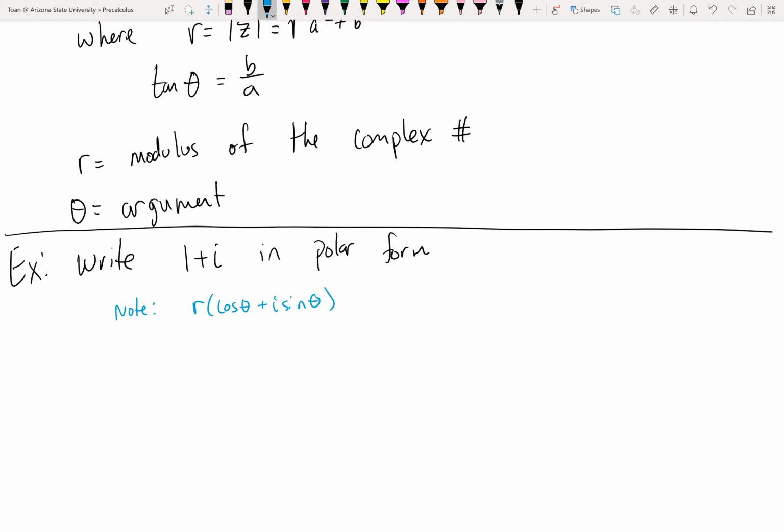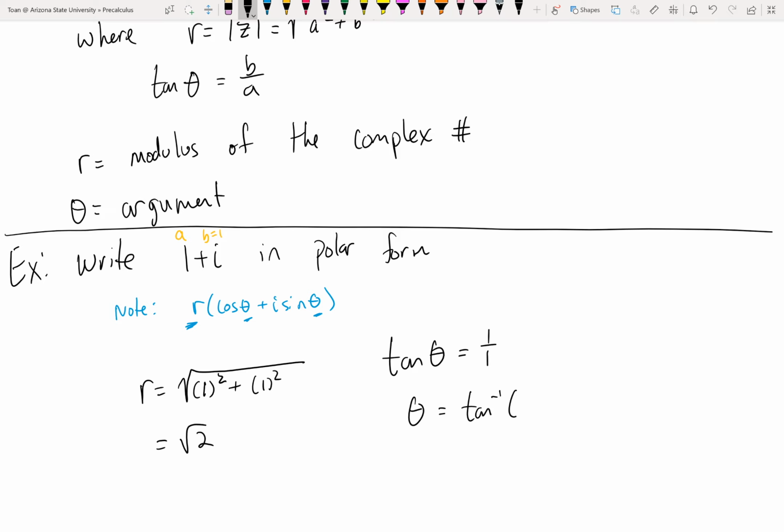In order to write polar form, we need to figure out what r is, and we need to figure out what theta is. So every single complex number is a and b. Do note that b is the 1, not the i. a and b are real numbers. So to do this, we need to figure out what r is. Well, it's Pythagoras' theorem. r is simply the square root of a squared plus b squared. So that's radical 2. Theta is such that if you take the tangent of it, it'll be b over a. So b over a is 1. So theta is tan inverse of 1.